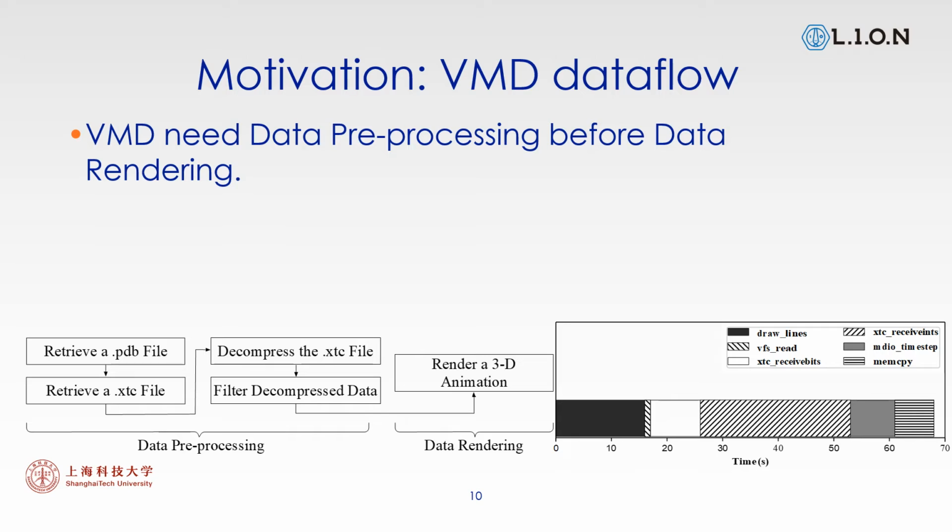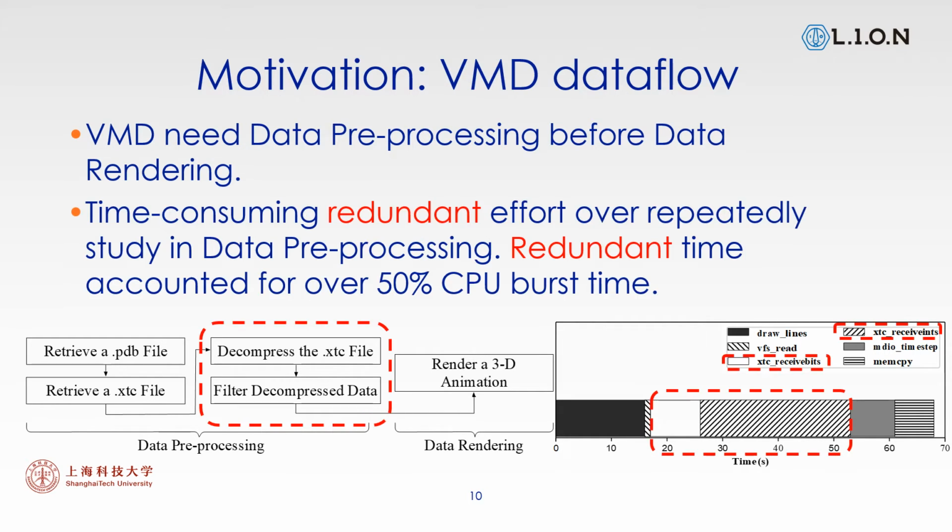The problem is not only about memory. Each time before rendering, VMD needs data pre-processing. VMD not only retrieves data, but also decompresses the portable compressed XTC file and filters the decompressed data. This redundant effort happens repeatedly during study and accounts for over 50% of CPU busy time. If we can do this redundant effort once and for all, we will reduce total time consumed.